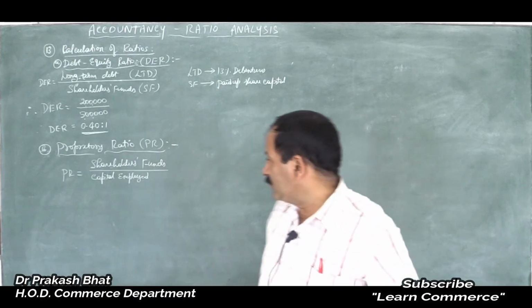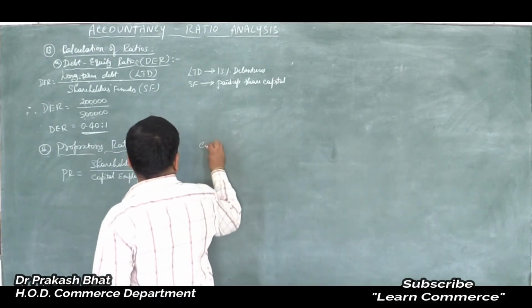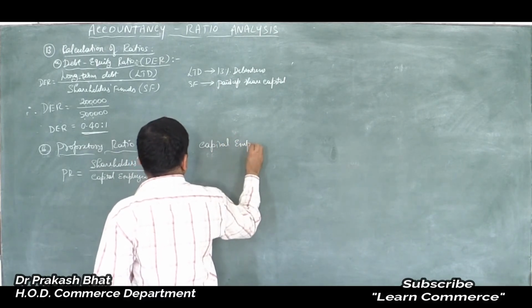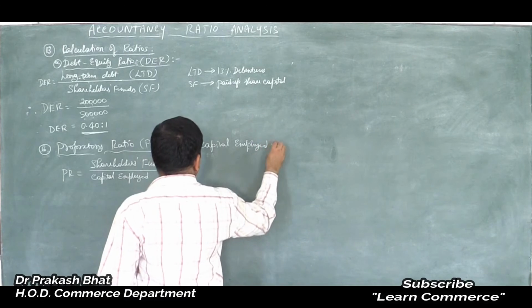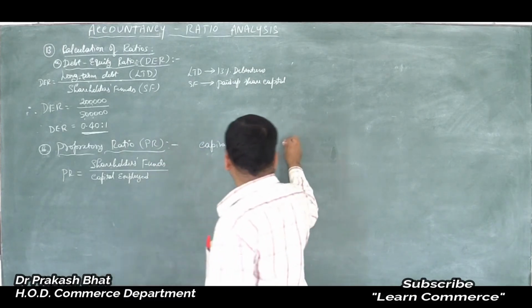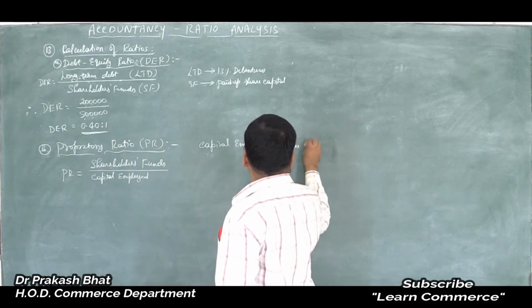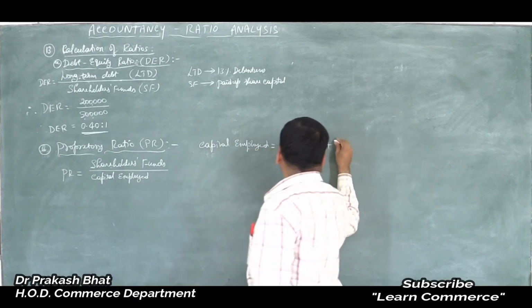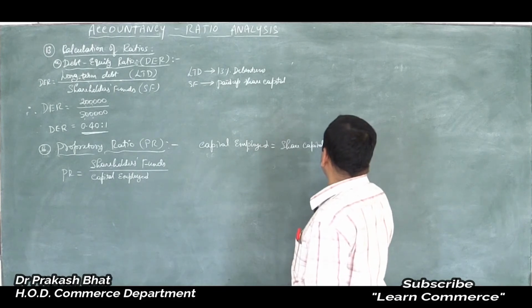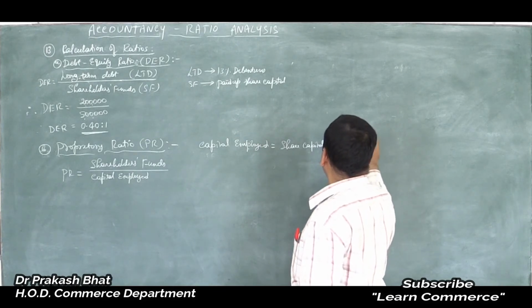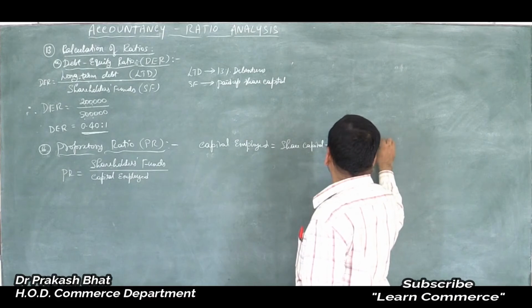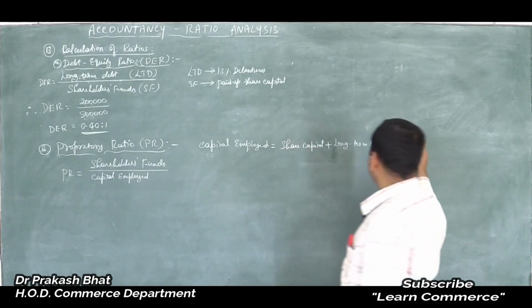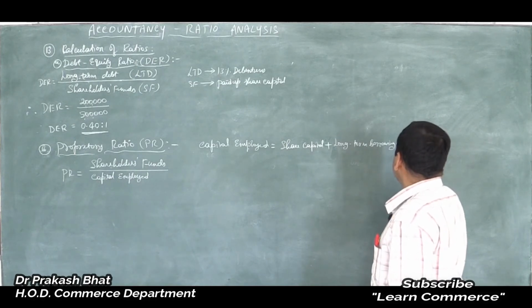So, here write capital employed is equal to share capital plus long term borrowings plus what? Current liabilities.